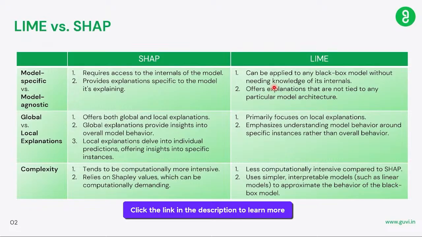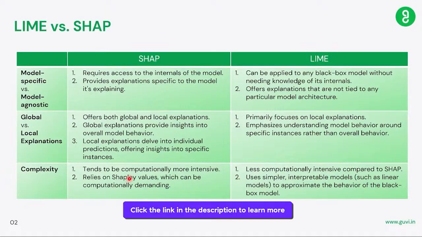So let's compare LIME and SHAP. What LIME and SHAP are, we have seen so far. Let's take a few differences: model specific versus model agnostic, global versus local explanations, and complexity. So, model specific versus model agnostic. SHAP is model specific and requires access to the internals of the model, while LIME is model agnostic. It can be applied to any black box model without knowledge of its internals.